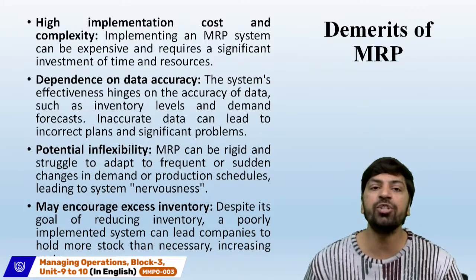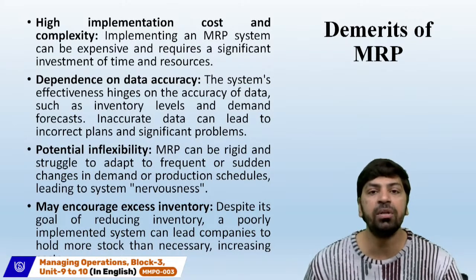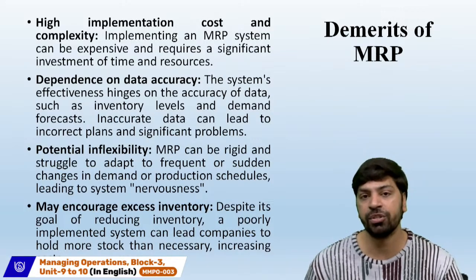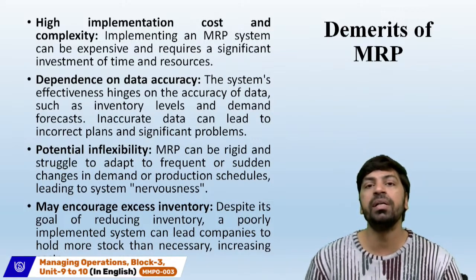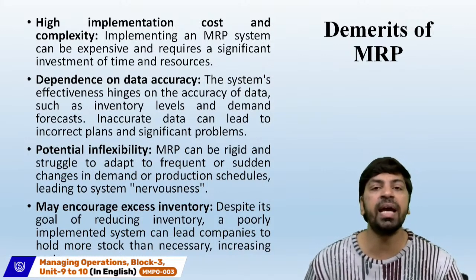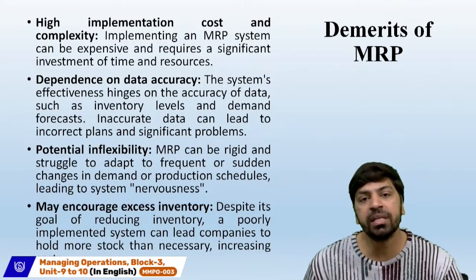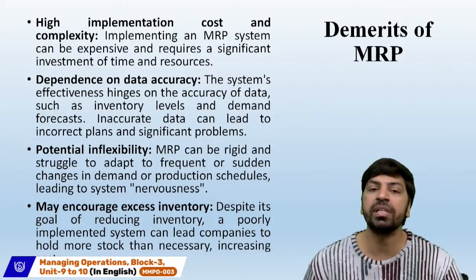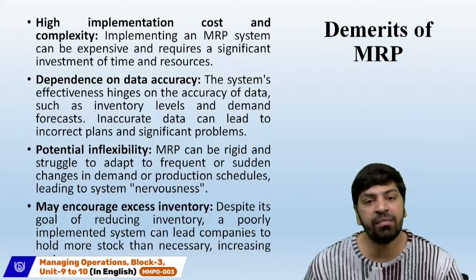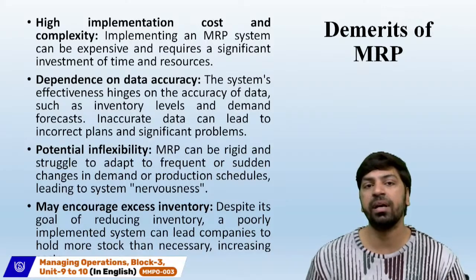Next is potential inflexibility. MRP can struggle to adapt to frequent or sudden changes in demand and production schedule, so sometimes the system leads to nervousness. Next, it may encourage excess inventory. If the data becomes inconsistent or inaccurate, then instead of reducing inventory, it increases the inventory level, and ultimately it also increases costs.